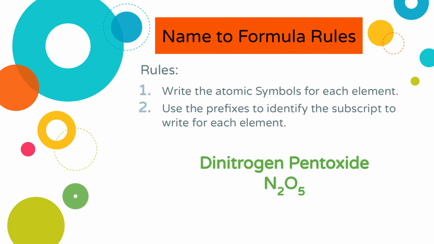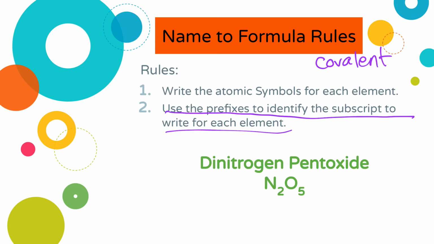Now we're going to talk about names to formula rules for covalent. Man, I keep forgetting to change from highlighter to pen. So for covalent, okay, the rules: write the atomic symbols for each element, use the prefix to identify the subscript to write for each element. So in this case, dinitrogen, di is the prefix, and pentaoxide, penta is the prefix here.